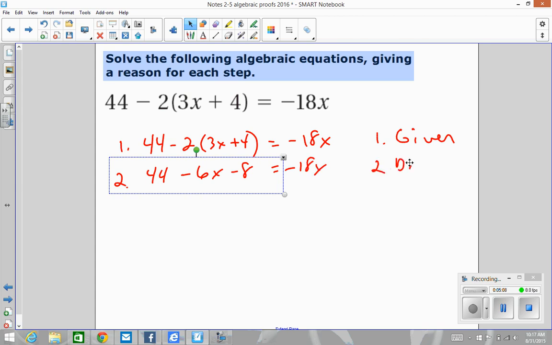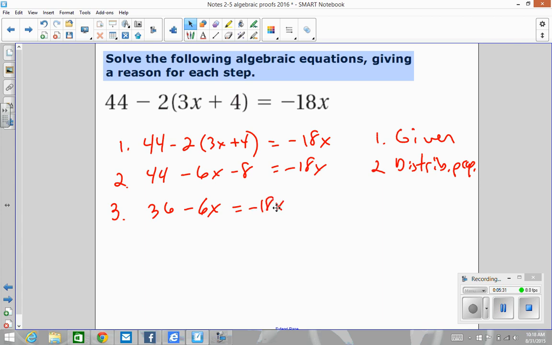And so our second step would be distribute a property. I'm going to abbreviate here, make it easier. So distribute a property. Our third step would be probably to combine the 44 and the negative 8 together. And so that would make 36 minus 6. Oops, that's not 6.